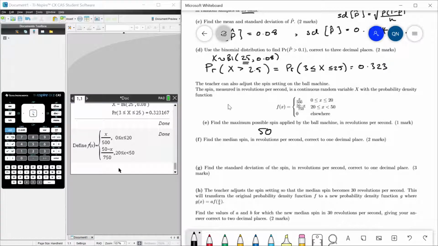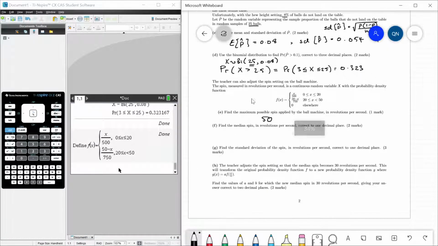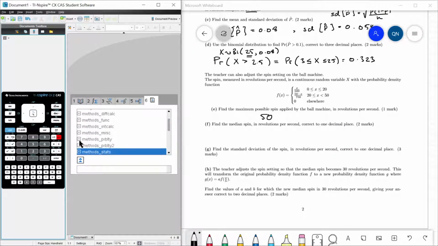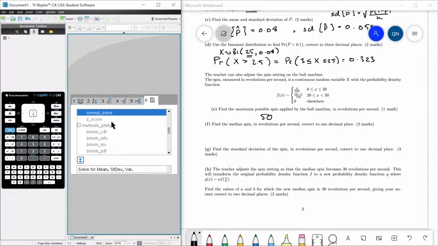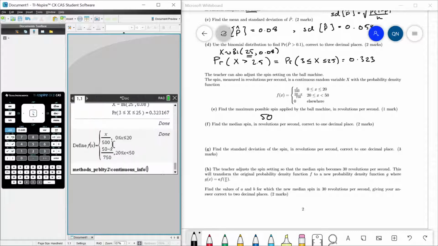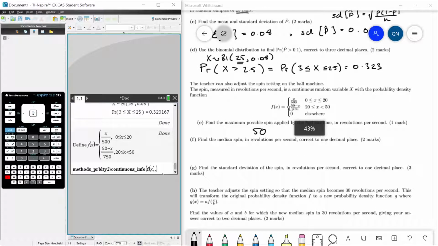Find the median spin. So if you want to find the median of a probability density function, it's not actually in the probability folder here. I named it probability 2. I think it's because I did an update or something, but if you have the programs, it's in the normal probability. So we can go to continuous info, plug in our f of x, and what's the lower and upper bound of where it's not 0, it's from 0 to 50.